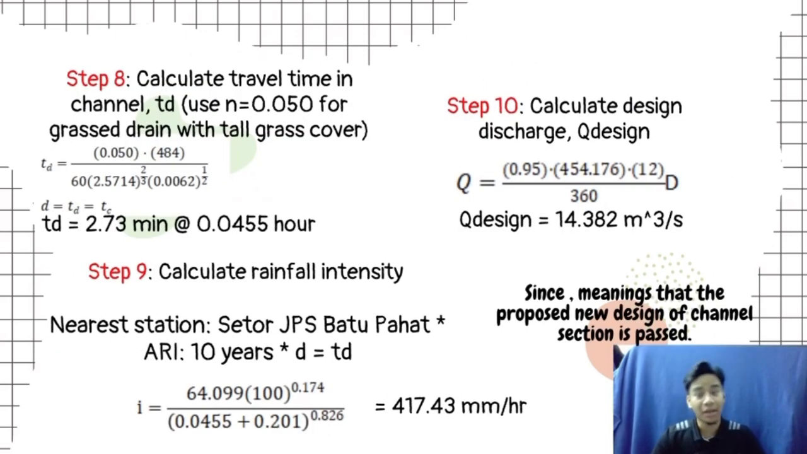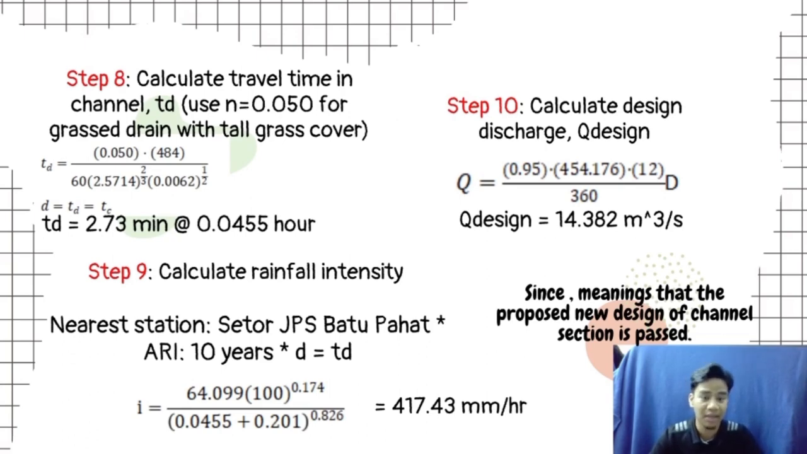Step 8 is to calculate the travel time in the channel, TD, and we use n 0.05 for grass drain with tall grass cover, and we get the TD is 2.73 minutes, which is also 0.0455 hours. And step 9 is to calculate the rainfall intensity, which is from the nearest station, Stesen Pertanian Batu Pahat, and the ARI for 10 years is TD.